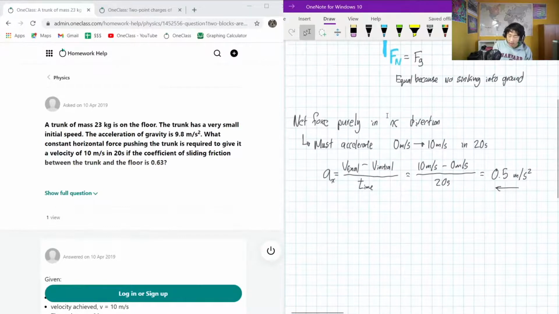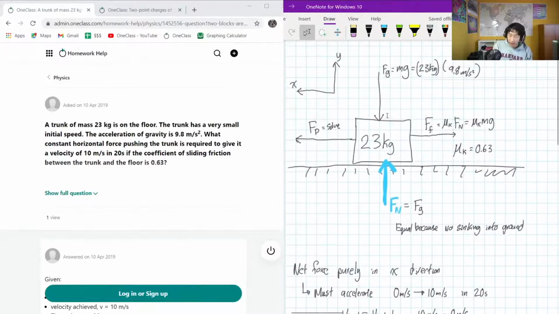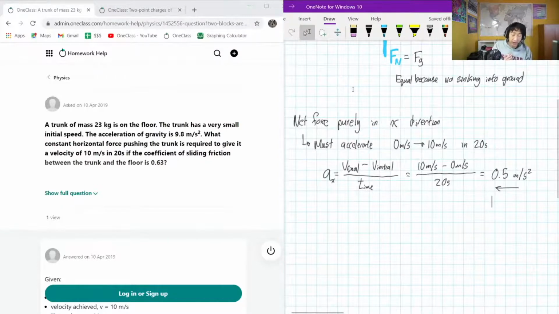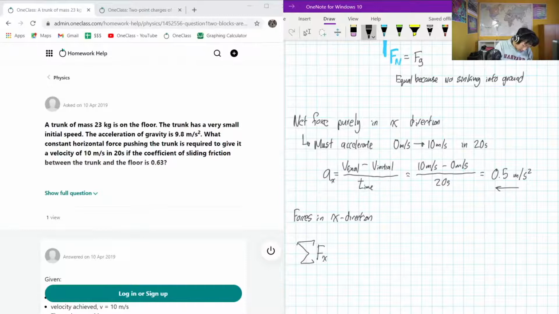So we know that the forces in the y direction have to be 0, but we should instead find the sum of all our forces in the x direction and equate them to our mass multiplied by this acceleration. Okay, so forces in x direction is equal to the mass times our acceleration in the x direction.